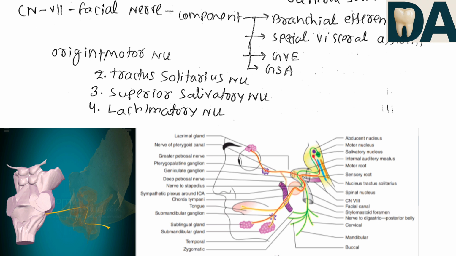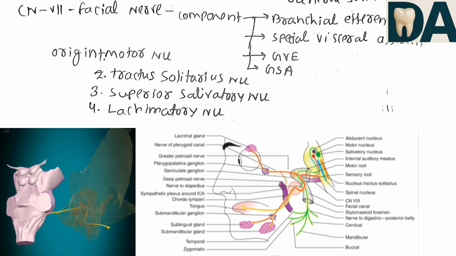Functional components: branchial efferent fibers for the scalp, auricle, elevation of the hyoid, facial muscles, buccinator and platysma, stapedius, stylohyoid and posterior belly of digastric. Special visceral afferent fibers for carrying taste sensation from the anterior two-thirds of the tongue. GVE fibers for carrying secretomotor impulses to the submandibular and sublingual salivary glands and the lacrimal and nasal glands.